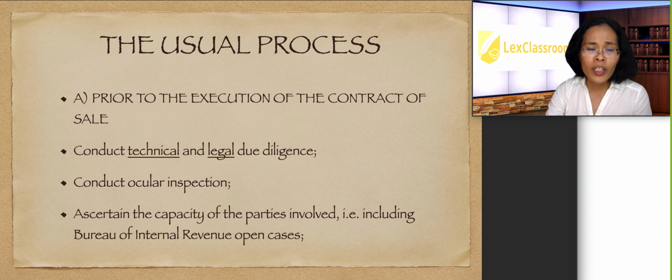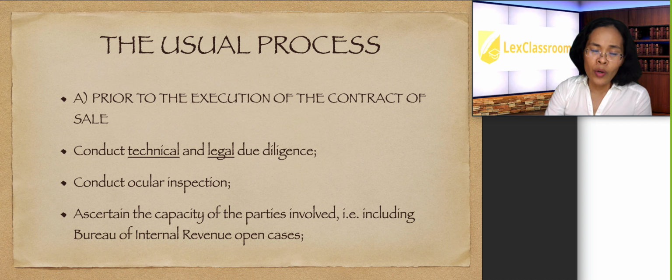Now, before the execution of a contract of sale, especially if you are the buyer, you have to conduct technical and legal due diligence. Why? It's possible that the property you are buying is non-existent, or there are problems under the law based on the documents that you will acquire. And it's a possibility also that taxes are not paid, like real property taxes, or there's a prior transaction that would halt the current transaction now.